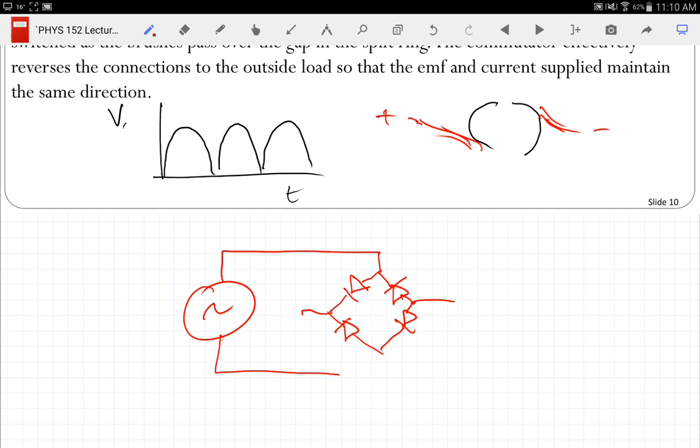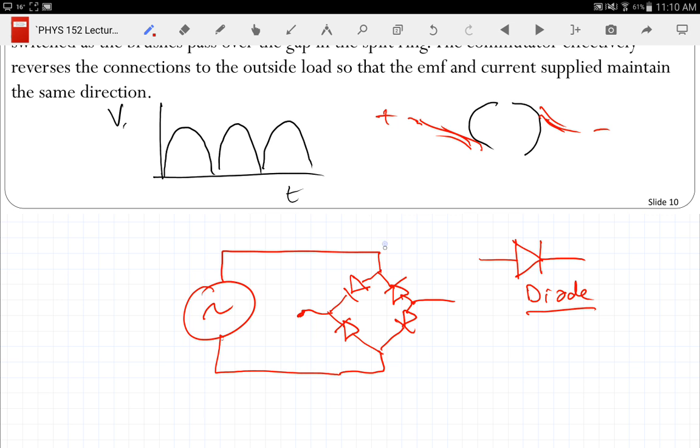And any reasonable person in this class should be saying, what the heck are those? Except for the people who've taken circuit class. This here is the symbol for what we call a diode. And diodes simply allow current to flow one direction but not the other.